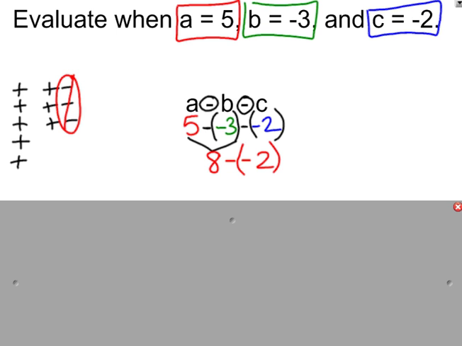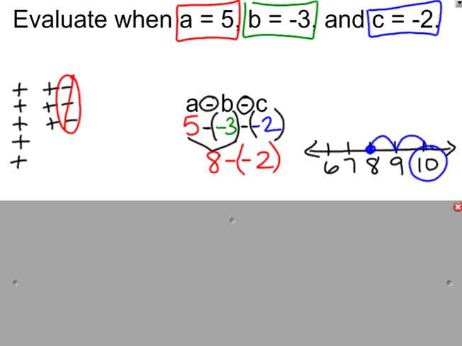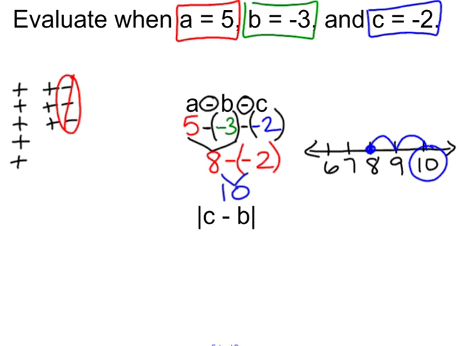And then for the second part, I'll show it with the number line just so you see both. Sketch out just the part we need. So 6, 7, 8, 9, 10. We would start at 8, and then since we're subtracting a negative, that means we're going to move to the right up to +10. So 8 minus -2 is +10.